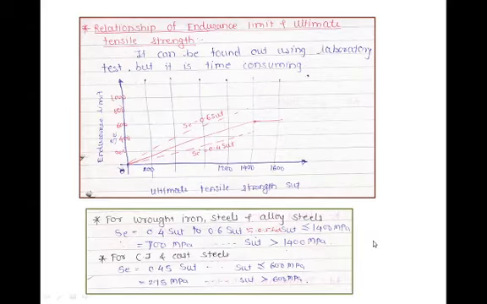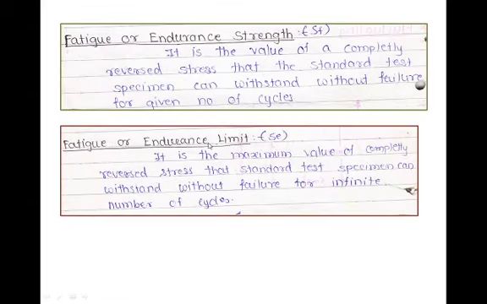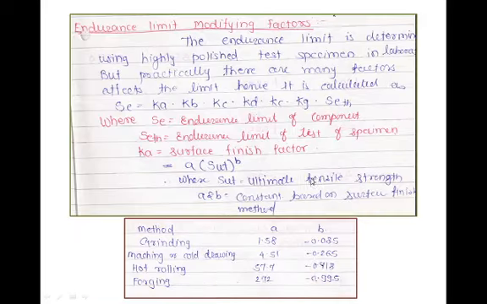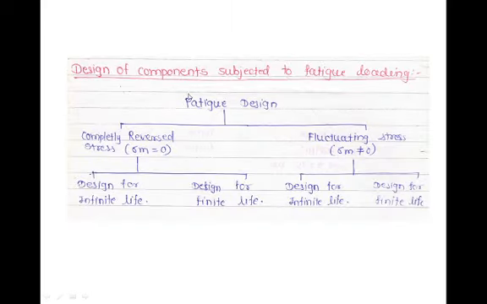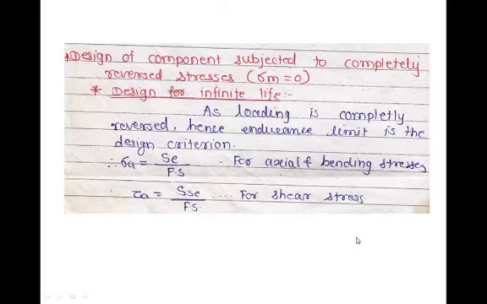Now one more definition is there, that is the endurance strength and endurance limit. Endurance strength is related to the finite number of cycles, and endurance limit is related to the infinite number of cycles. Then let us see this classification: design for the completely reversed stress, where sigma minimum is equal to minus sigma max, therefore sigma m is equal to 0 and sigma a is equal to sigma max. Then there is purely fluctuating stress, for finite and infinite life. Infinite life means it is the endurance limit, and finite life means it is the endurance strength.